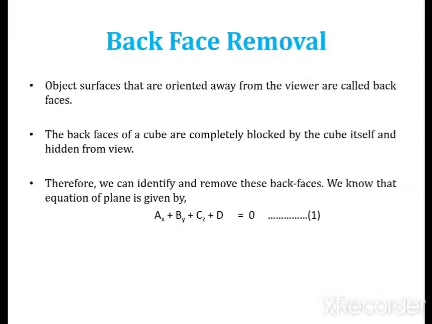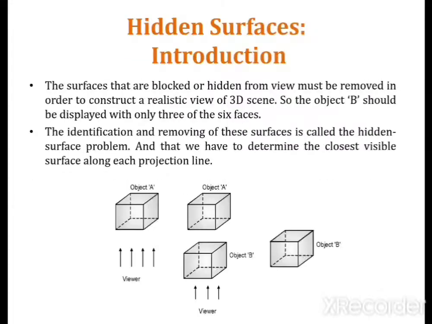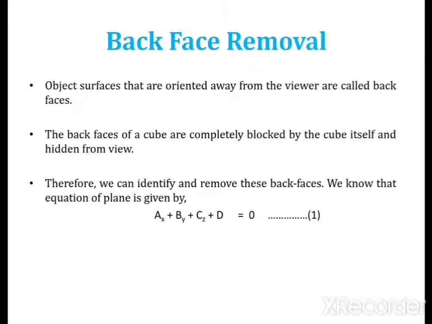The back faces of a cube are completely blocked or hidden by the cube itself. We have seen the example previously, where the object is hiding its back sides, right? The front surfaces 1, 2 and 3 are hiding the back surfaces of that cube itself. So we can consider that example for back face removal, and therefore we can identify and remove such back faces, and for removing them we have to consider the equation of a plane.